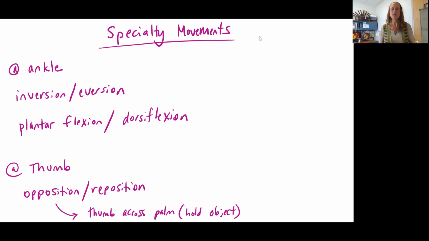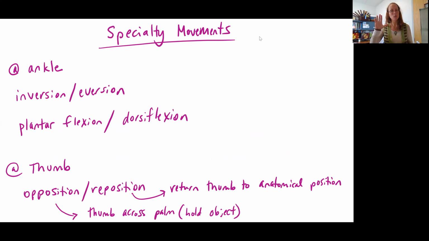We have the terms opposition and reposition that are specific to the thumb. So opposition is the ability to hold stuff, so to grasp my thumb across my hand. We've all heard the term the opposable thumb before, and so it's because it can do opposition. Reposition then would be to go back into anatomical position.